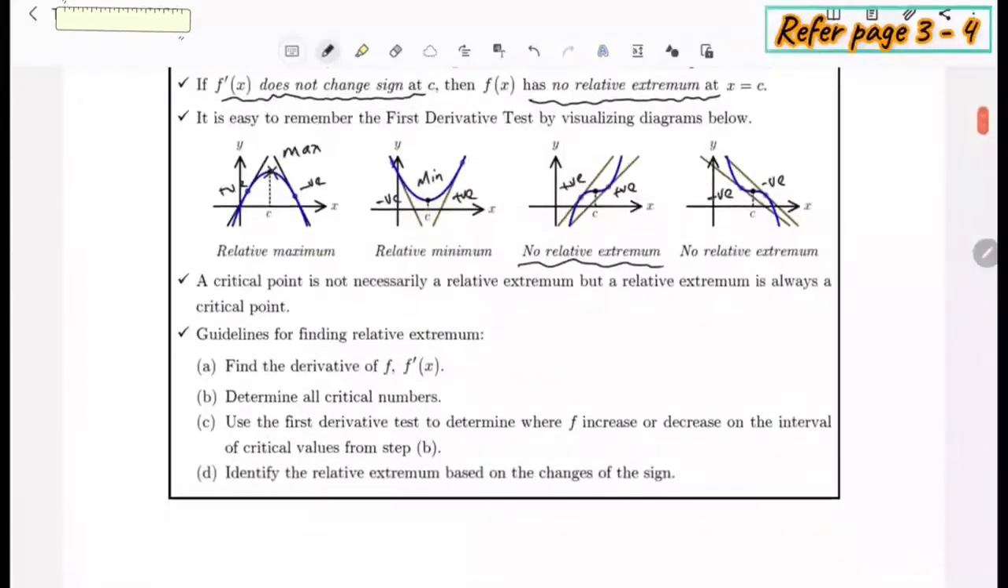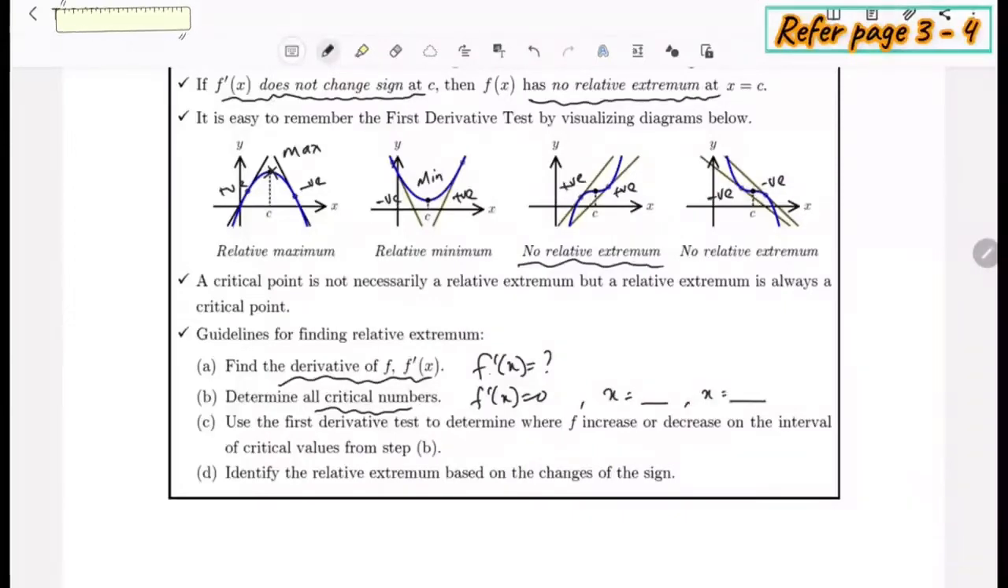Okay, so the steps to use the first derivative test. Find the derivative of f(x), so f prime x. Determine all the critical numbers, that's when f prime x equals 0. So you get values of your x.